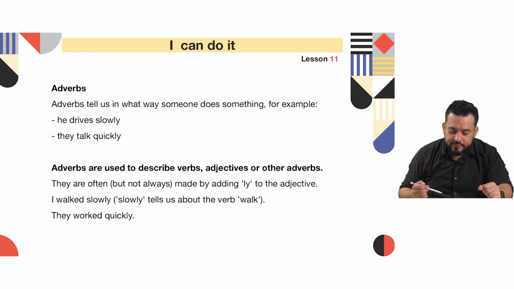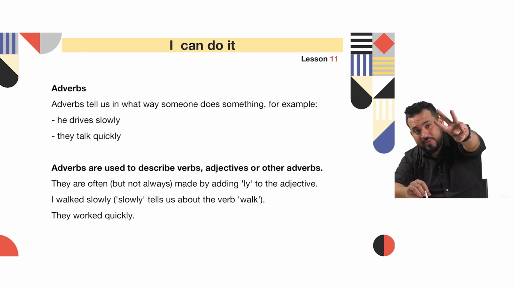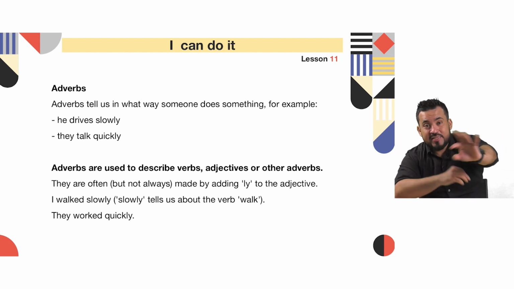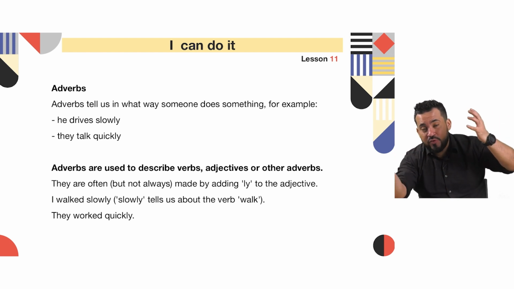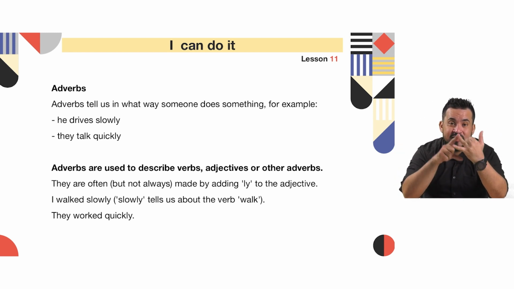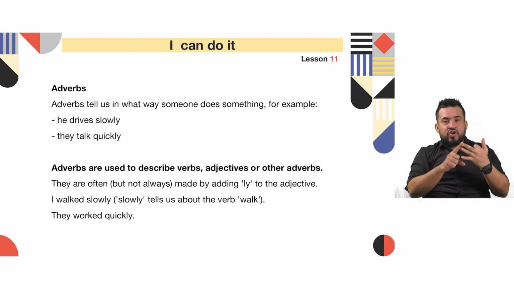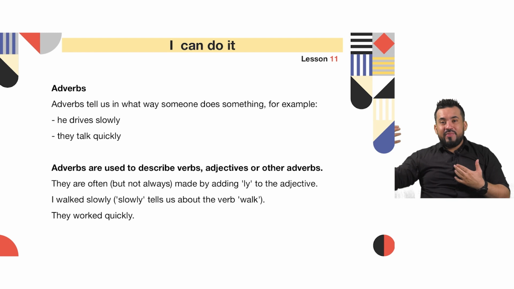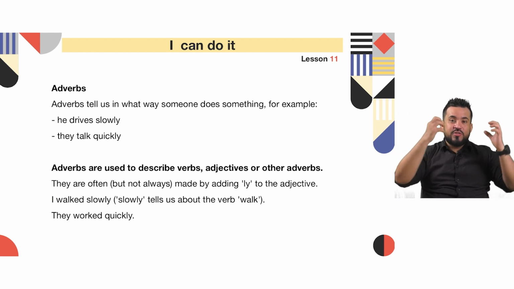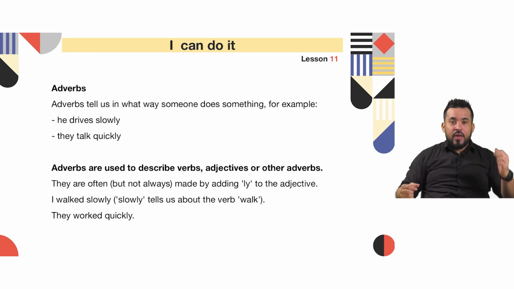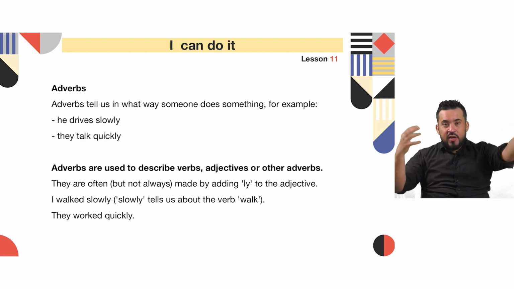They talk quickly. Adverbs are used to describe three things. So we said adjectives describe only one thing, and that is a noun. Adverbs describe three things, okay? So that is how you differentiate between adverbs and adjectives, by seeing what they describe. Adverbs describe verbs. Adverbs describe adjectives. And adverbs describe other adverbs, okay? So if the word that is being described is a noun, then it's an adjective. If what's being described is a verb or an adjective or another adverb, then it's an adverb, because that is the job of the adverb. It is used to describe verbs, adjectives, and other adverbs.